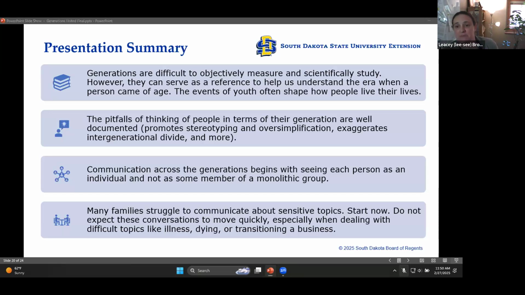Communication across the generations begins with seeing a person as an individual and not some member of a monolithic group. And the key thing is many families struggle to communicate about sensitive topics. Start now. Do not expect these conversations to move quickly, especially when you're dealing with difficult topics like illness, dying, or transitioning a business.